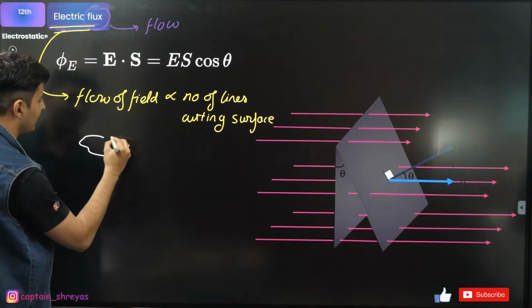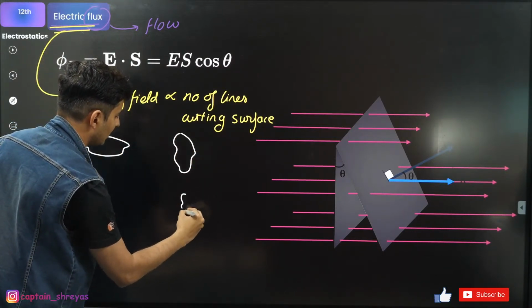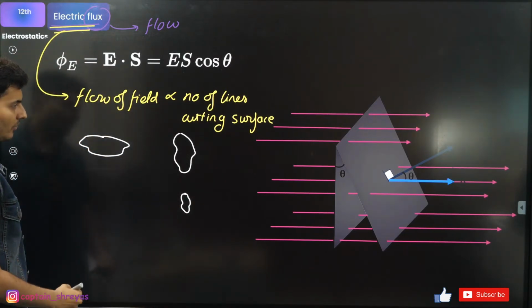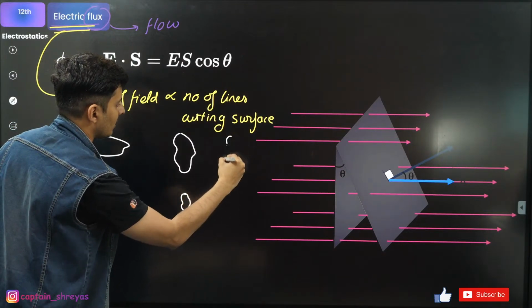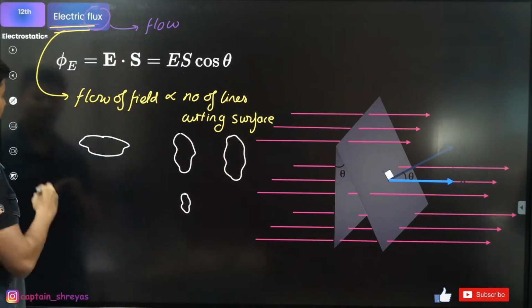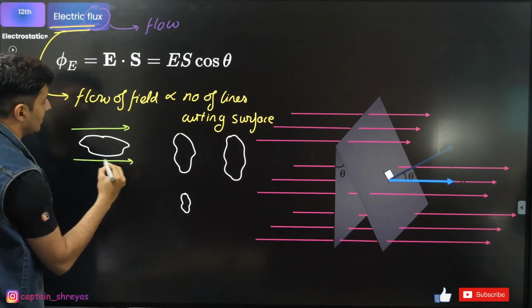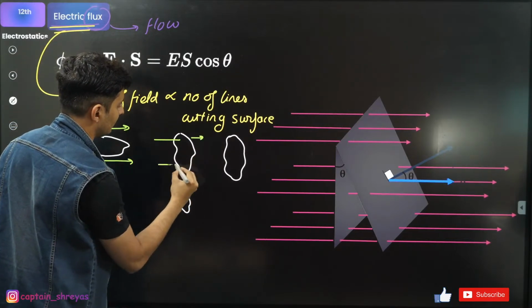Imagine a surface like this. Imagine a surface like this. Imagine a surface like this. And then also maybe imagine another surface like this. Okay. So I'm just going to show some field lines. Look at this. First case, the field lines are going like that. The second case, it comes like this.